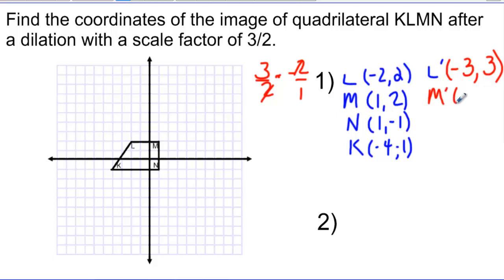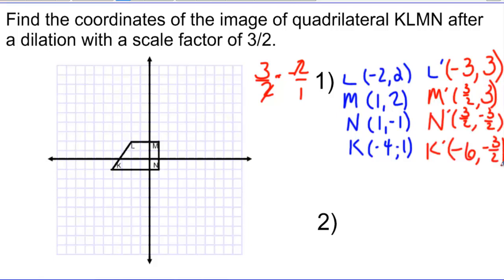I'm going to multiply 1 times 3 halves, which will give me 3 halves. And I'm going to multiply 2 times 3 halves, which I know from my previous multiplication will give me 3. So then my second step down here, step 2, is just to graph. So I'm going to come over here and do that.